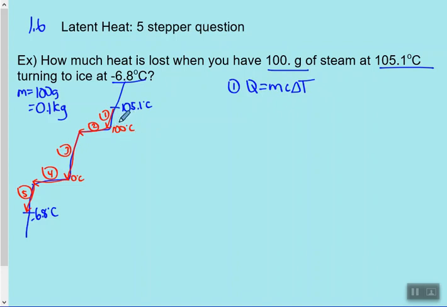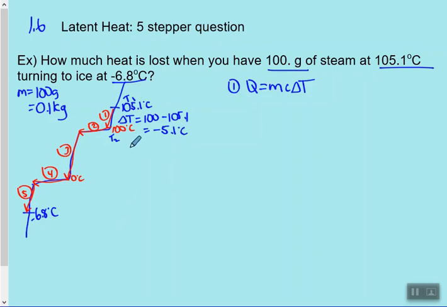So my change in temperature here will be, I'm going from, this is my T2, here's my T1. So I'm starting at 105.1 degrees Celsius. I'm ending up at 100 degrees Celsius. So my change in temperature is I'm going down in temperature, 100 minus 105.1, and I get negative 5.1 degrees Celsius.